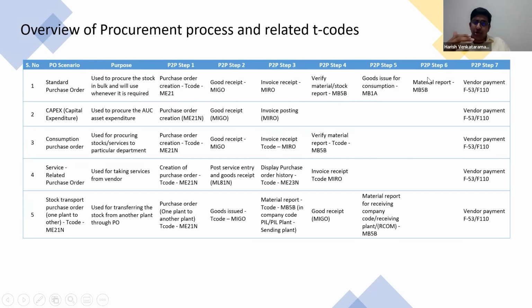But let us also look at what are the key controls in these processes. As an auditor, how could we use certain transaction codes to audit these specific controls or address the risks around the P2P process, right?